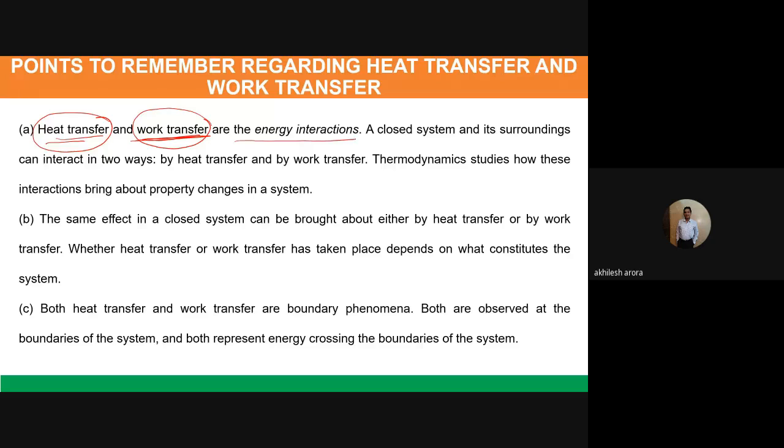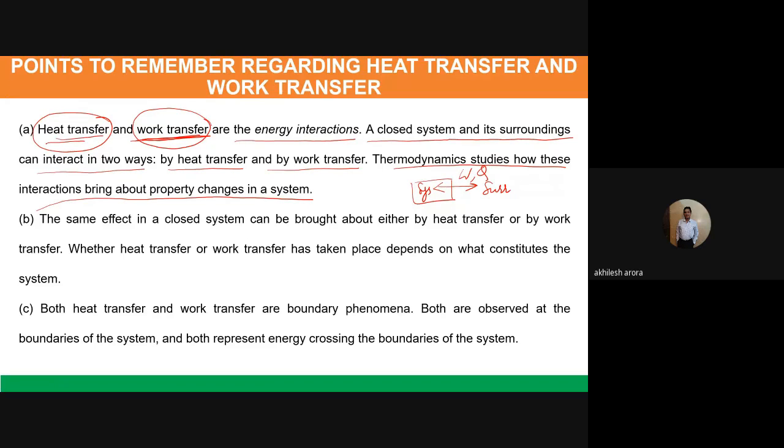These are energy interactions. A closed system and its surroundings can interact in two ways: one is by heat transfer and the other is by work transfer. Whenever you have a thermodynamic system and there are surroundings here, these two can interact with the help of work transfer or heat transfer, W and Q. Thermodynamics studies how these interactions bring about property changes in a system.